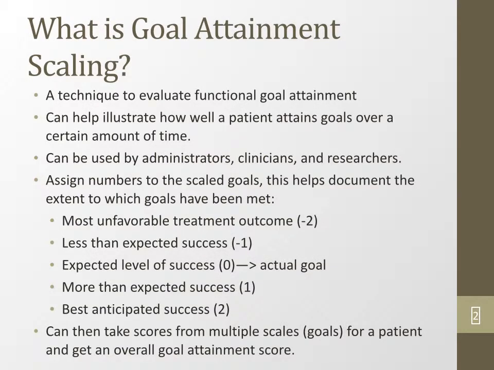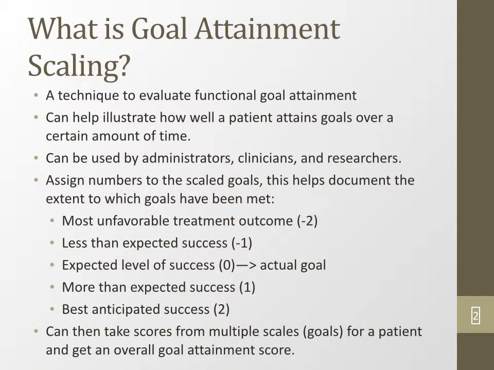So what is goal attainment scaling? It's a technique used to evaluate functional goal attainment. It can help document how a client progresses over time. A goal is made for a client, then the clinician makes 2 objectives that are more than anticipated and 2 that are less than anticipated.